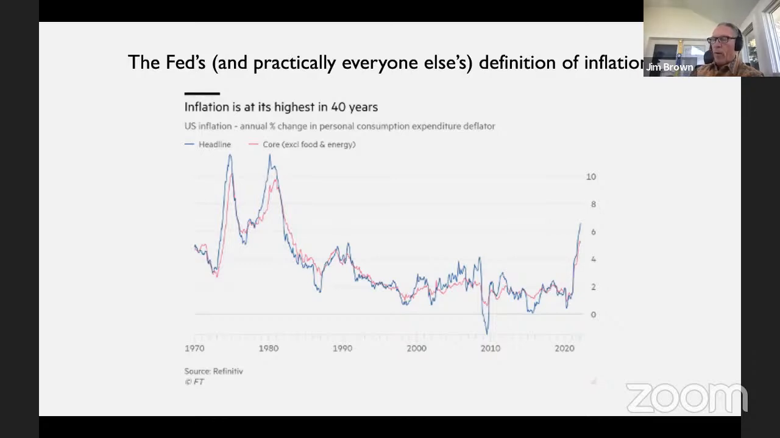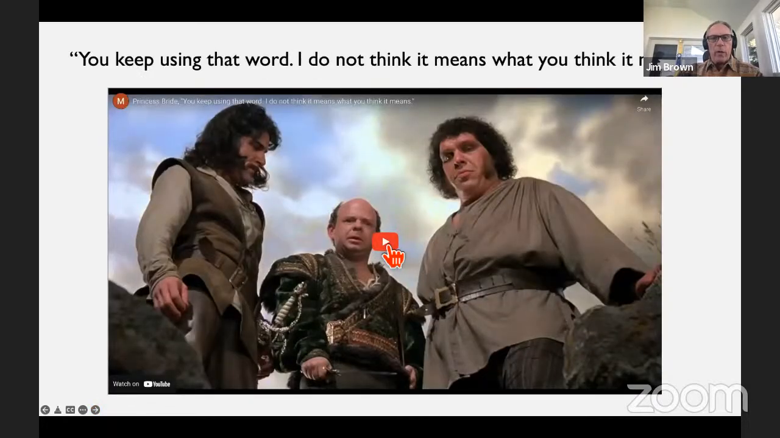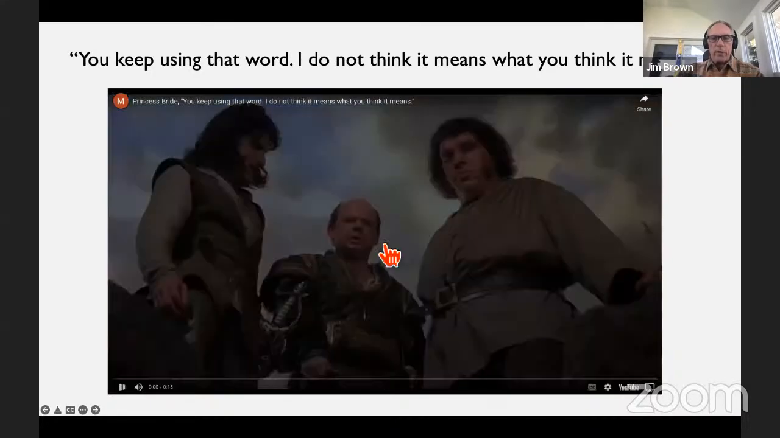But the much bigger error is the misconception that inflation is only about consumer price increases. This poor understanding leads to many other errors, including a lack of understanding about what to do about inflation. So the meaning of words is important, and I'd like to illustrate that, if it works, by this little clip from everyone's favorite movie, The Princess Bride. I hope you hear this, but let's take a shot.